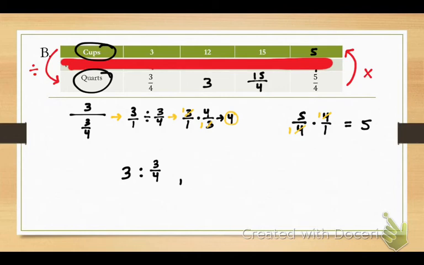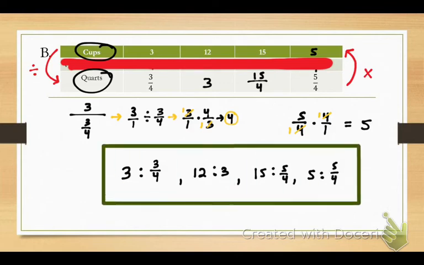12 to 3. Okay, so I'm just going to put a comma, 12 to 3. Halen, what will I write for the next one? 15 to 15 over 5. Excellent. And Jocelyn, what am I writing for the last one? 5 to 5 fourths. All right, that is the equivalent ratios, so go ahead and box that in.